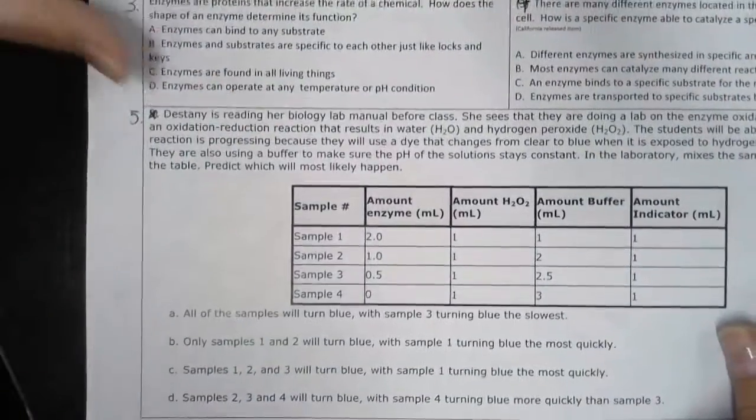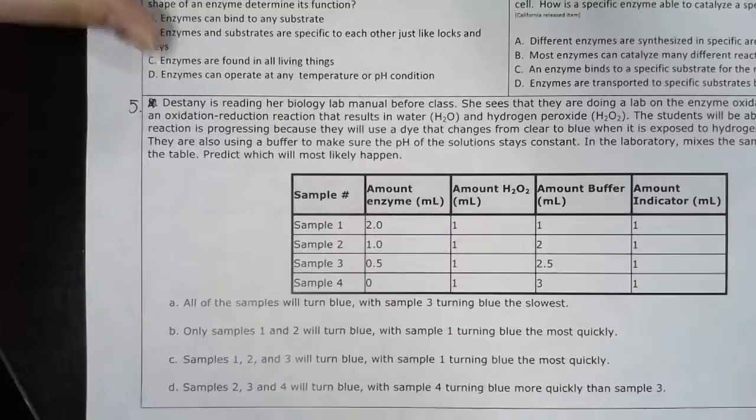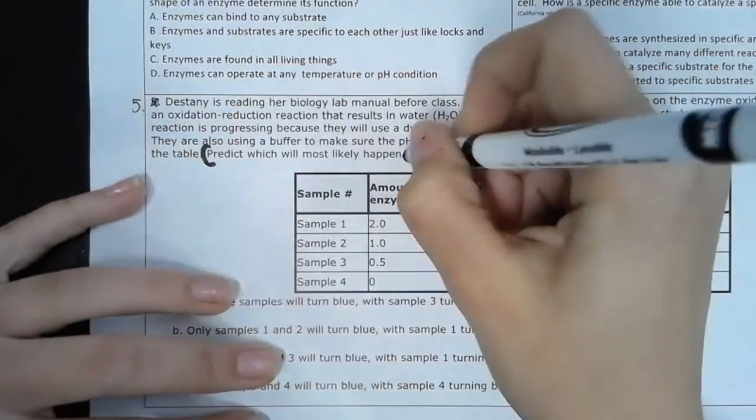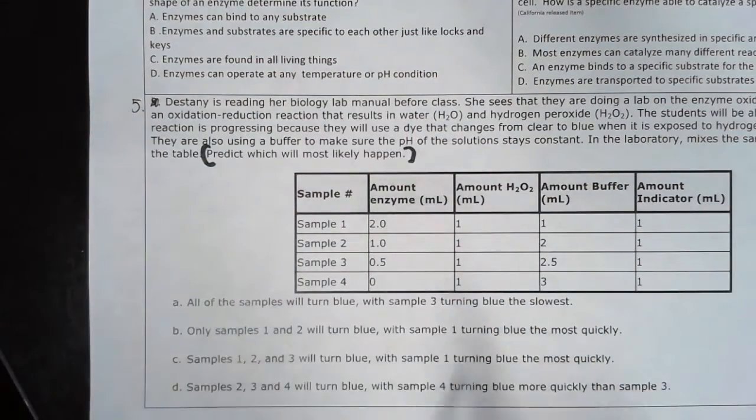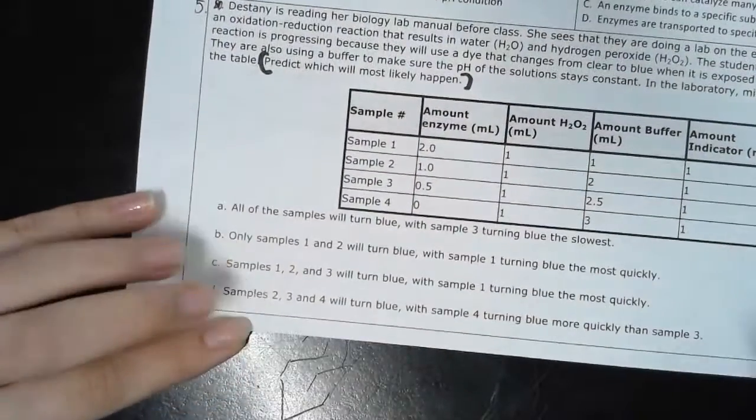Hey guys, so at this station I want to take a minute to review a couple of things about enzymes as well as how to break down complex questions. So I want to start with number 5. The first thing I always do is bracket my question. It says predict which will most likely happen. I'm actually going to just go down to my answer choices to see if I can figure it out.